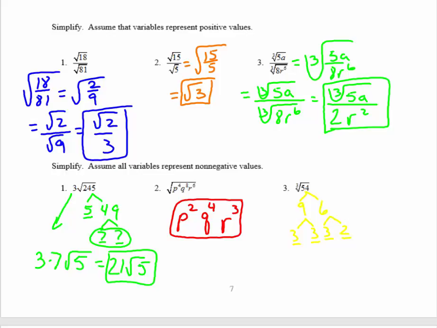Now, I need a cubed root, which means I need to circle triplets. And here I have 3 3's, so I know that a 3 is going to come out. Don't forget your index of a 3, and a 2 is left underneath. The reason why a 3 comes out is because the triplet, 3 times 3 times 3 is 27, and the cubed root of 27 is back to 3.